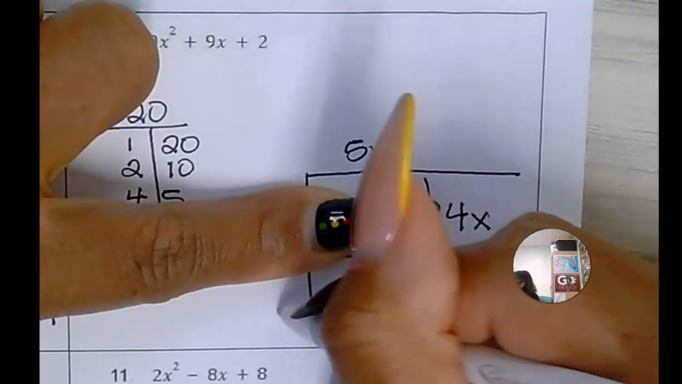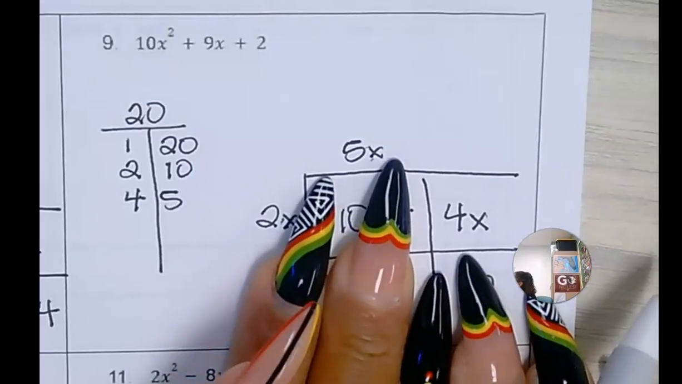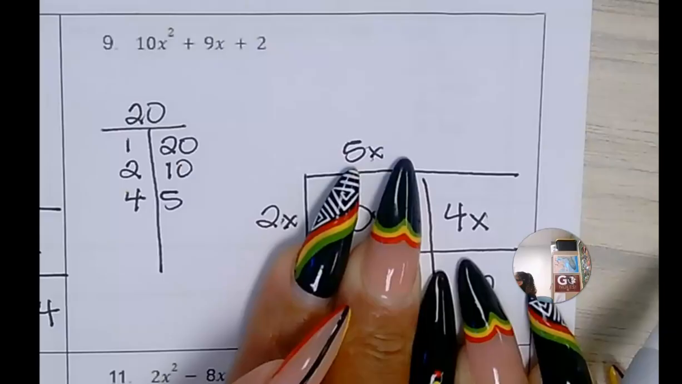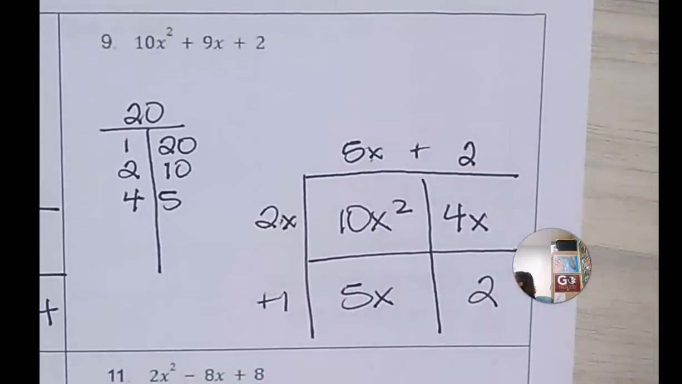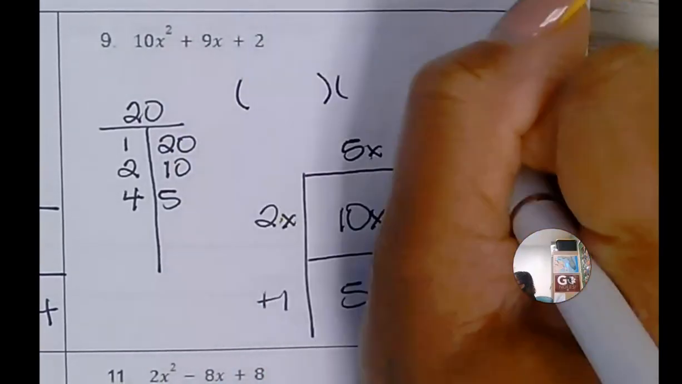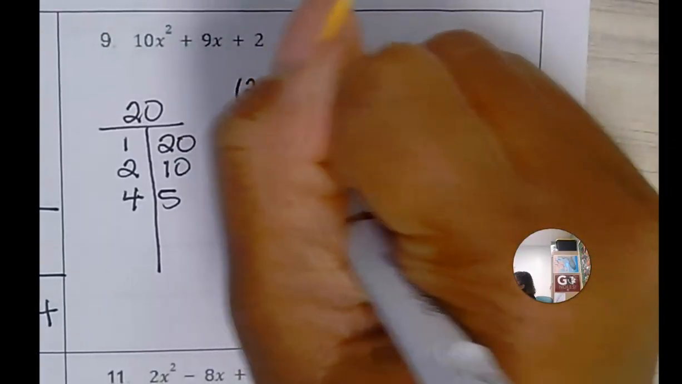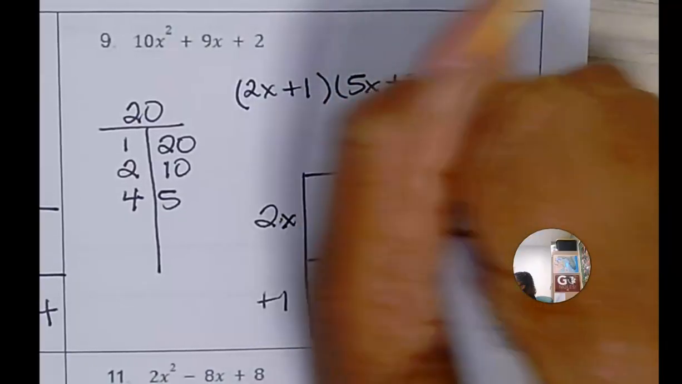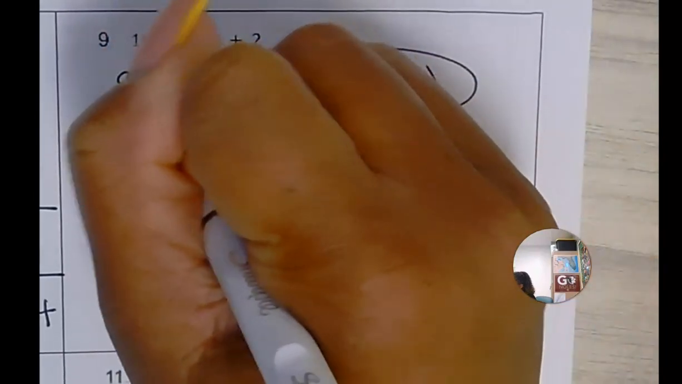On the bottom, right here. Plus 1. And then what gives me 2? 4. 2x times what gives me 4x? 2. So put a plus 2 up here. Make your two factors. Who's across the top? 2x plus 1. 5x plus 2. You just did the reverse box method. You still need A times C.